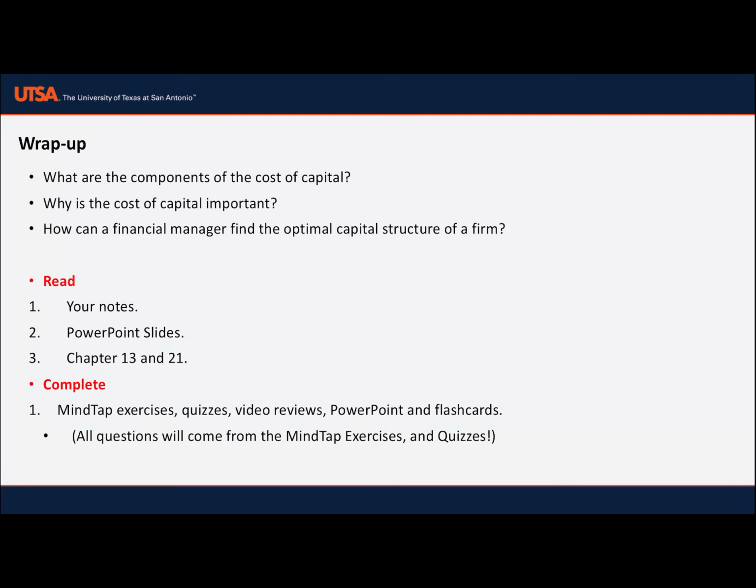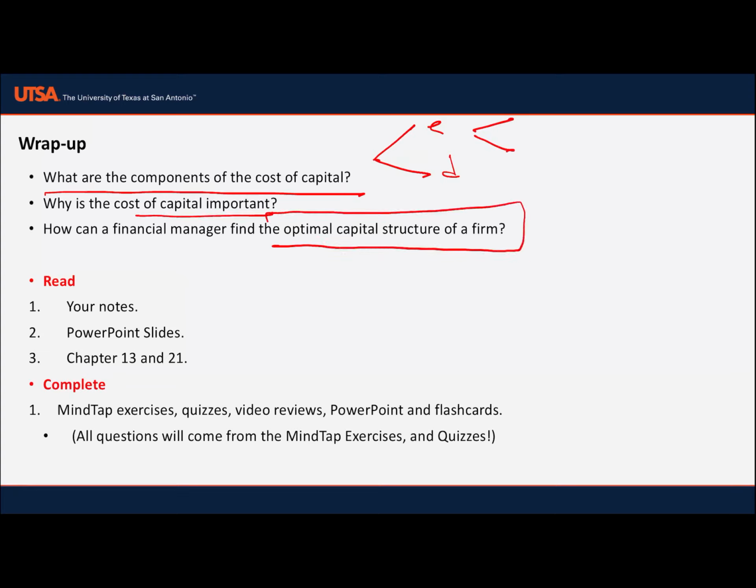So, wrap up. We try to give the answers to the following questions. What are the components of cost of capital? Debt and equity, which can be preferred equity and common equity. And why is the cost of capital important? And how can a financial manager find the optimal capital structure of a firm? We apply back calculation and weighted average cost of capital calculation.